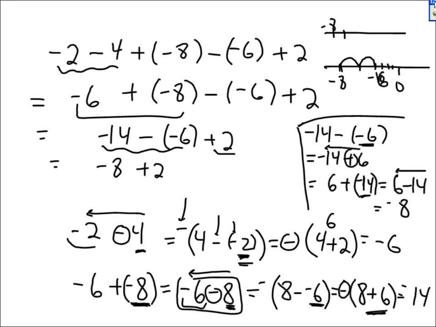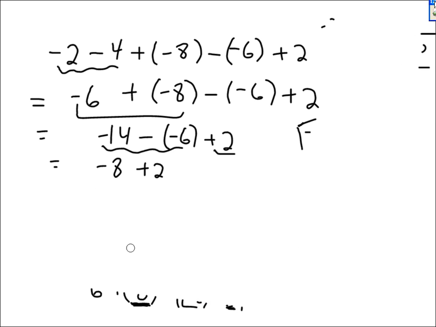Negative 8, negative 7, negative 6, negative 5, negative 4, negative 3, negative 2, negative 1. There's 0. When you go two spaces, you get to negative 6. The answer to this problem is negative 6. But we'll also do it a more formal way.